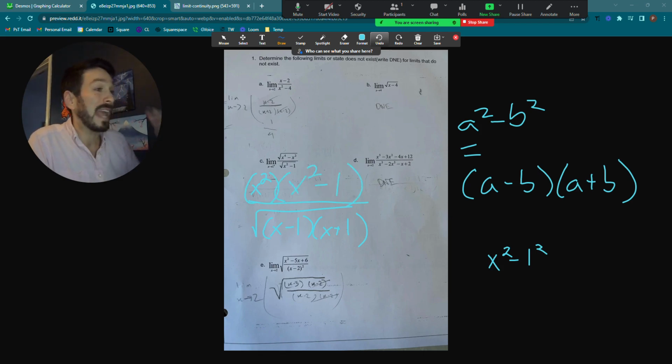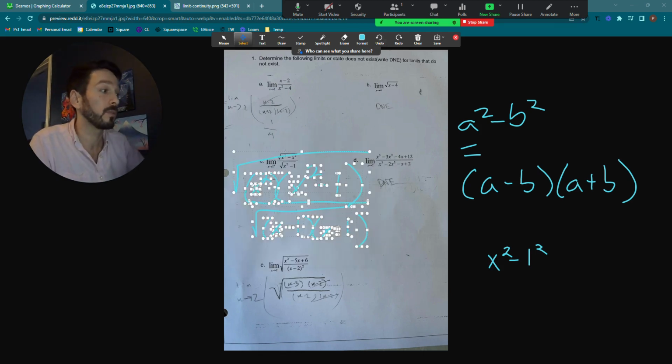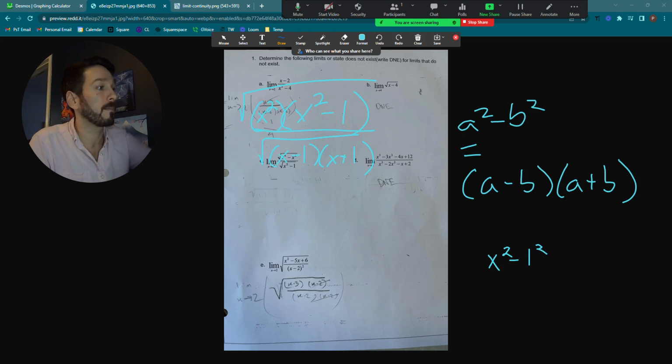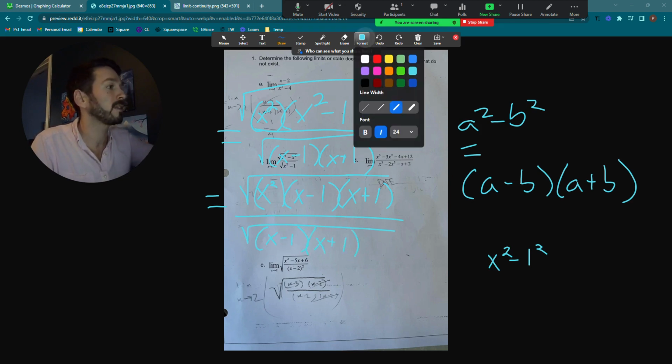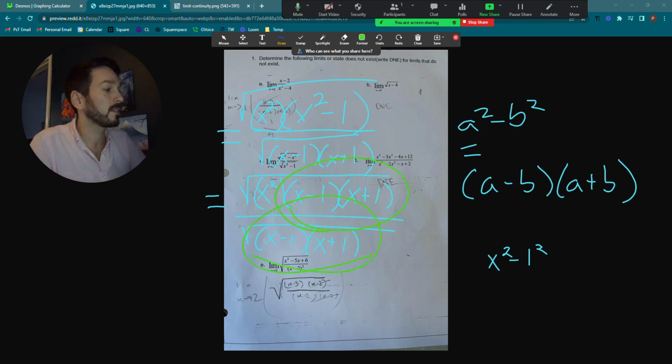Now this is what I was saying. You didn't absolutely have to factor the denominator, but you should know how to do it for sure. So now we're just going to factor the numerator the same way. So now we have x squared, x minus 1, x plus 1, okay, all over the square root of x minus 1, x plus 1. It should be fairly obvious that these are identical.